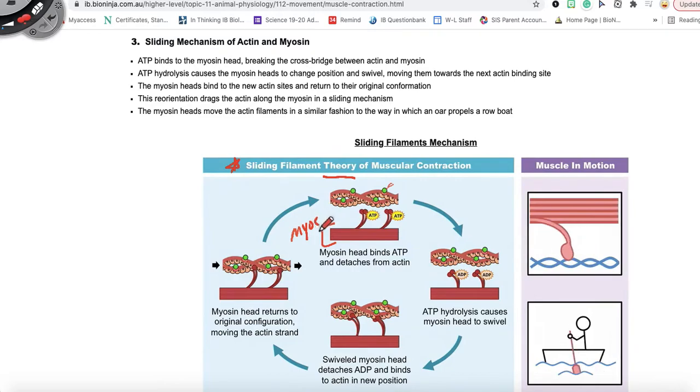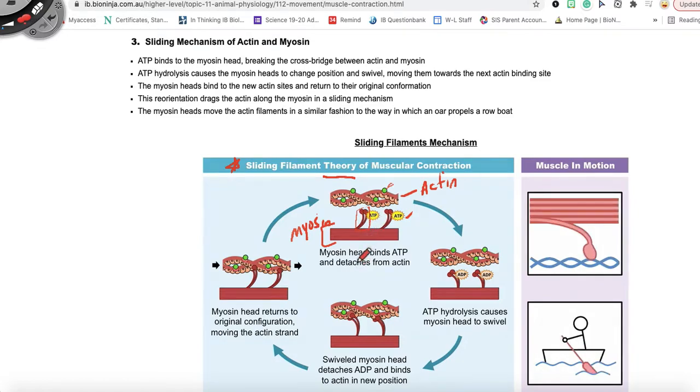Sometimes it's difficult to identify the two. And this is actin, right? And remember from previous videos, I told you that myosin has these binding heads, right? And the binding heads are critical for muscle contraction. So here we see that ATP binds to the myosin heads, and it breaks the cross bridge that was once formed between actin and myosin.